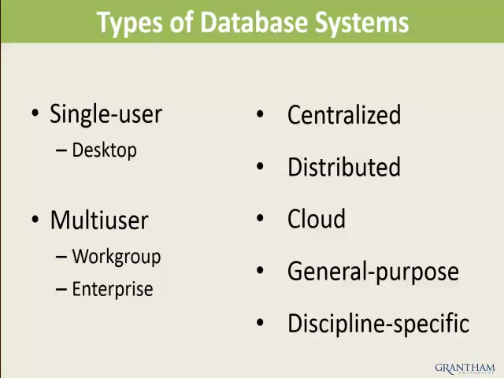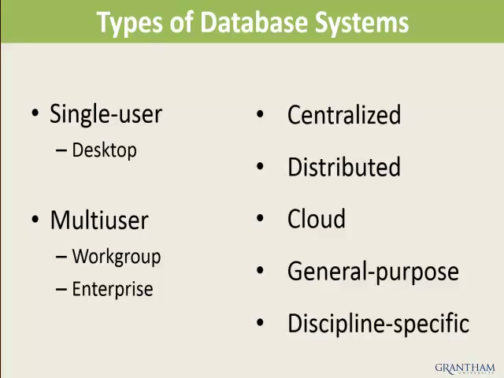There are many types of database systems. The single-user database supports one user at a time. The desktop database runs on a PC. The multi-user database supports multiple users at the same time. The workgroup database supports a small number of users or a specific department, while the enterprise database supports many users across many departments.